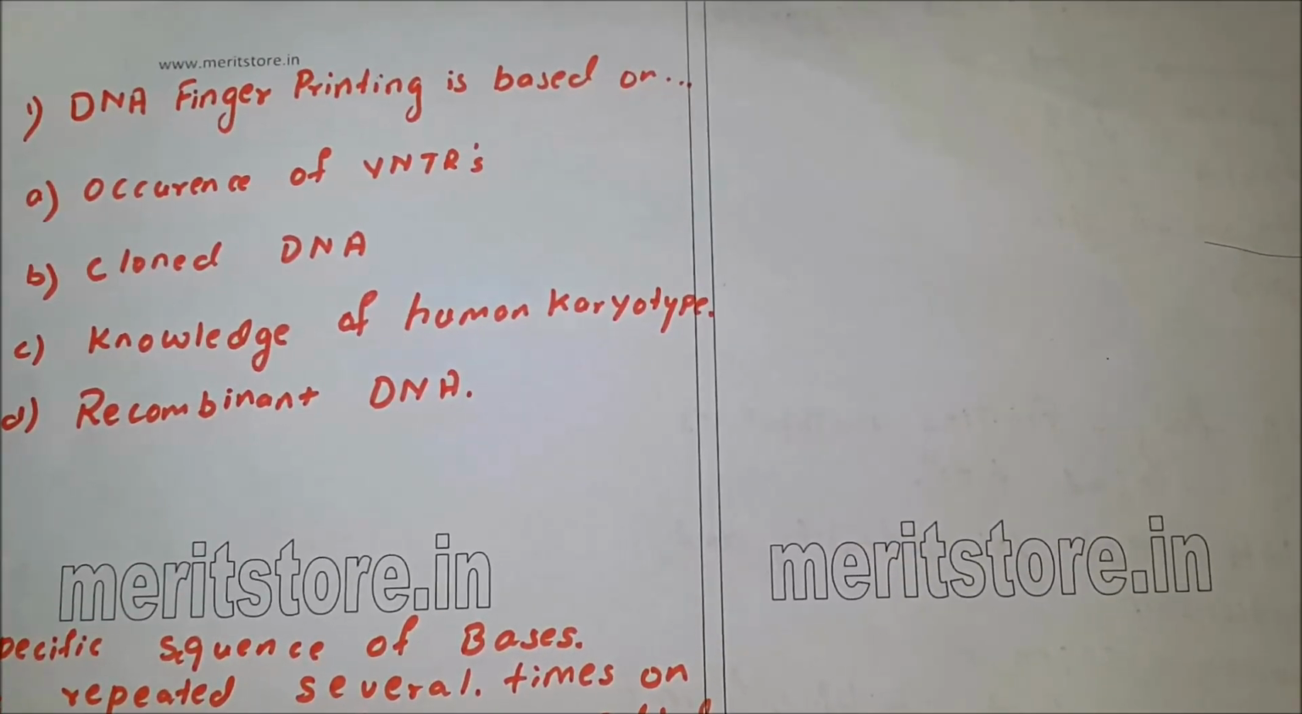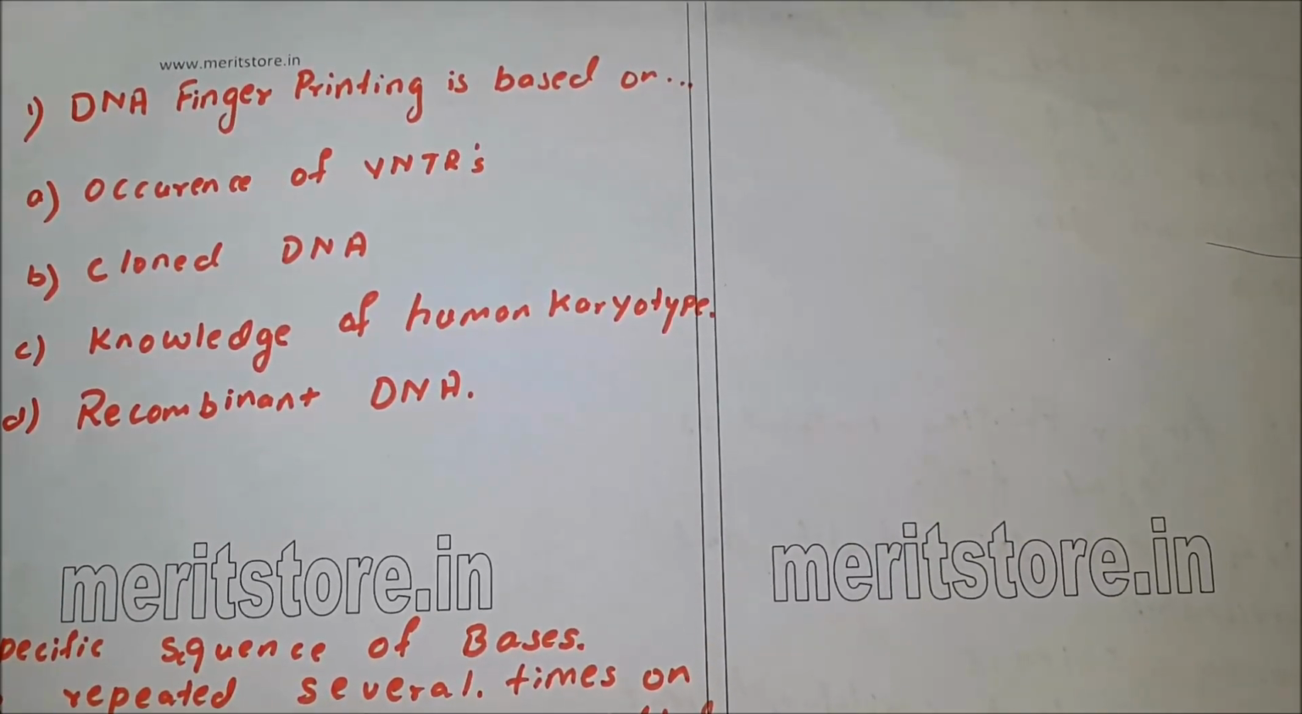So we have got an MCQ. DNA fingerprinting is based on the occurrence of VNTRs, cloned DNA, knowledge of human karyotype, and recombinant DNA.